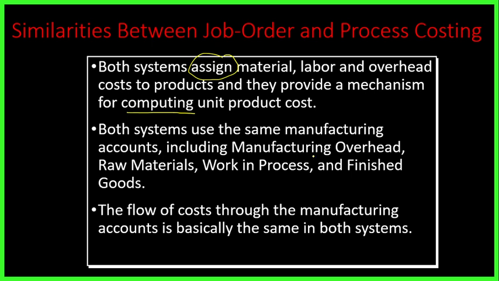The flow of cost through the manufacturing accounts is basically the same with both systems, which means the accumulation of cost will start from raw materials, upon purchase, and then once the cost of materials used has been assigned to work in process, you will now add your labor cost and overhead cost. Once they are completed, it will now be transferred and accumulated in finished goods. Okay, we will review the cost flows later.